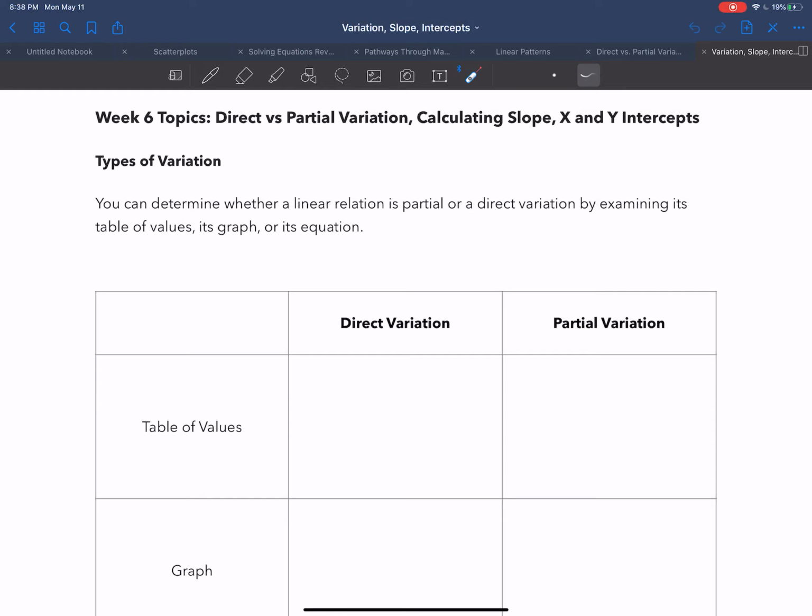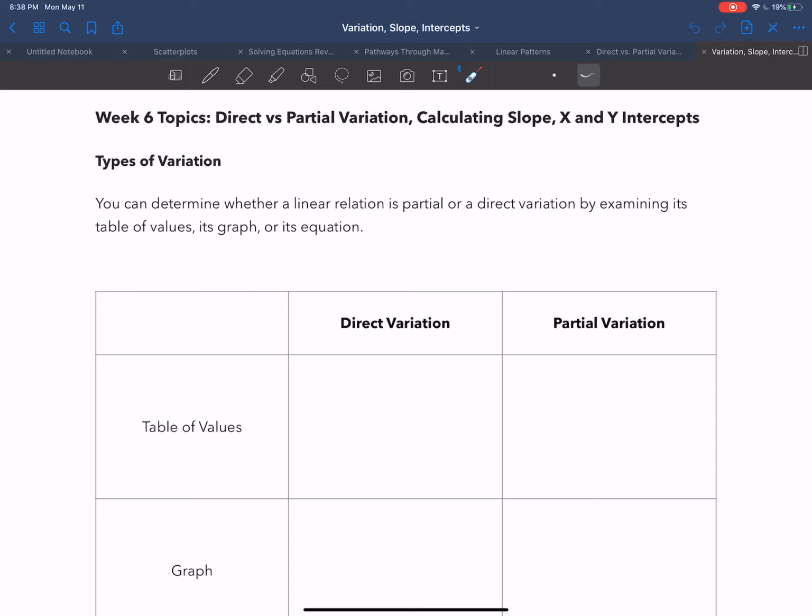Okay, so we're back again with week 6. In week 6, we're going to review things that we did before March break, so before we left. Then next week is going to be taking this stuff and adding to it. So we're talking about direct and partial variation, calculating slope, and x and y intercepts.